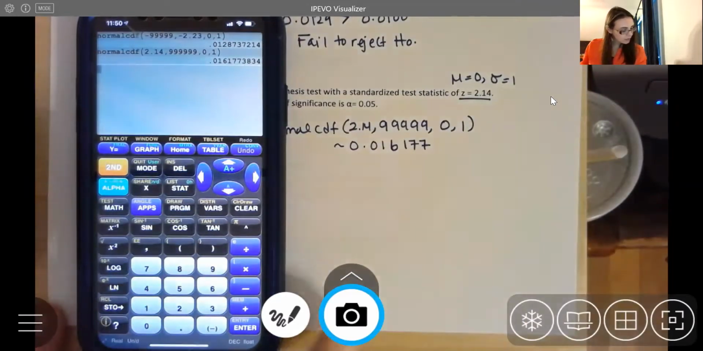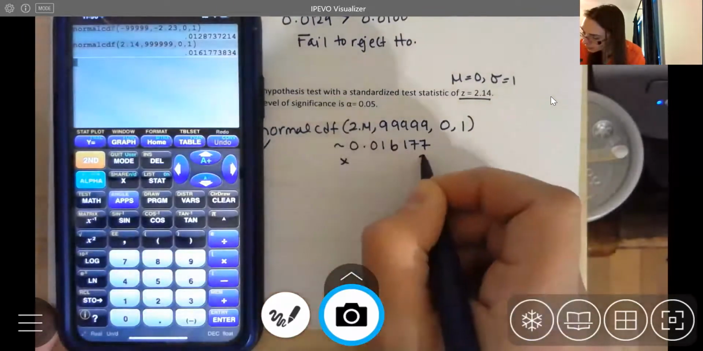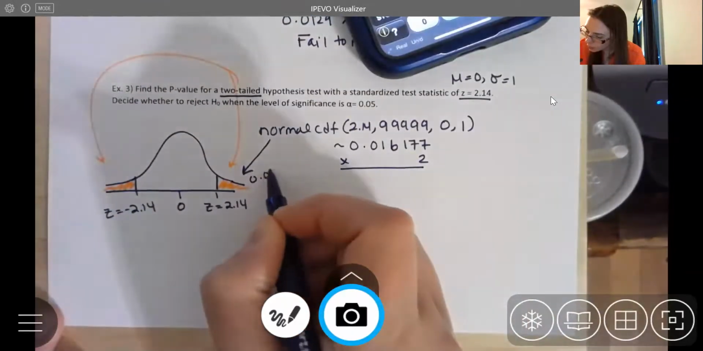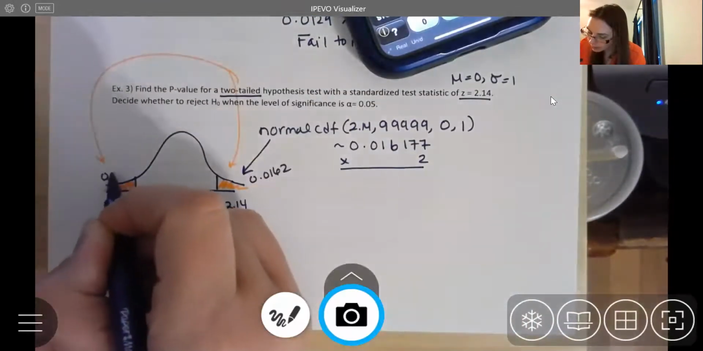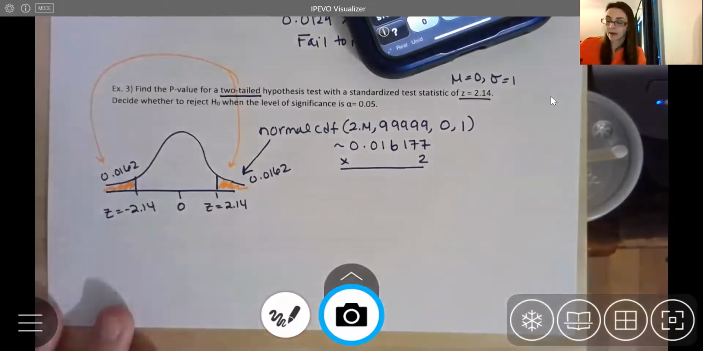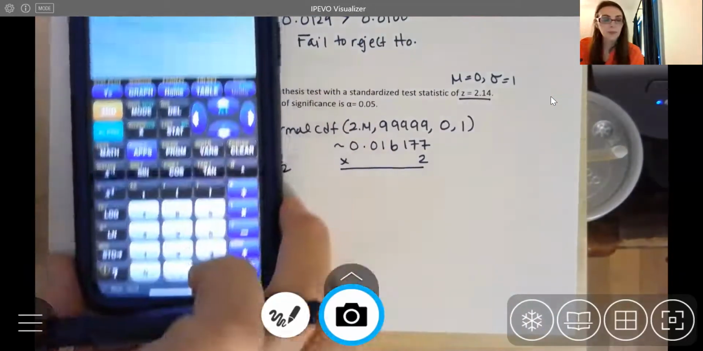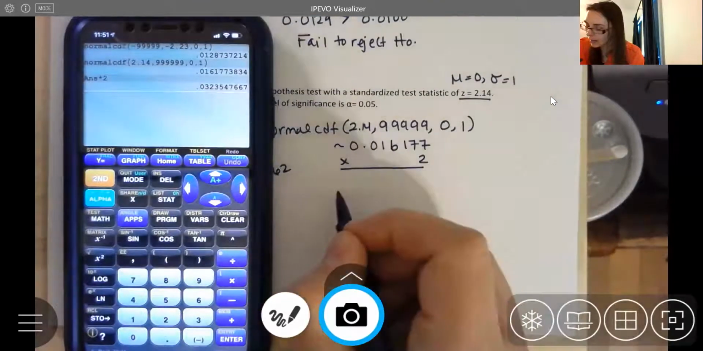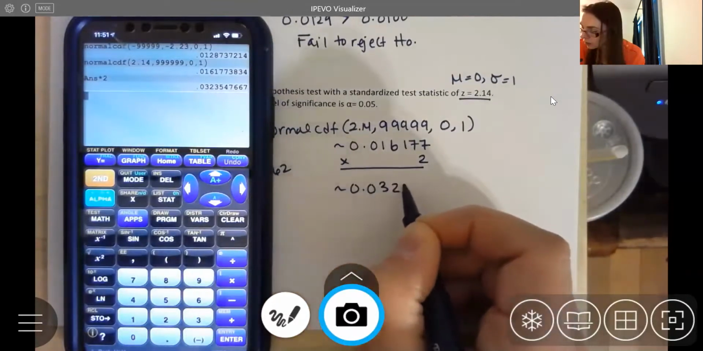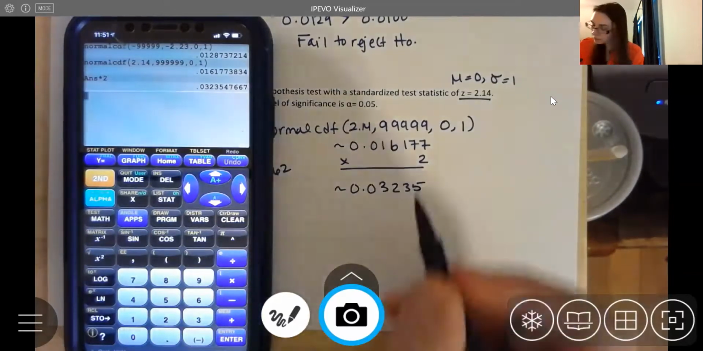Now, just be careful. You have to actually double this area, right? So we're going to multiply this by 2 because that 0.0162 is on one side. It's perfectly symmetric, so it's the same area on both sides. So when I multiply that by 2 in my calculator, I get about 0.03235 if I'm rounding to 2 decimal places.